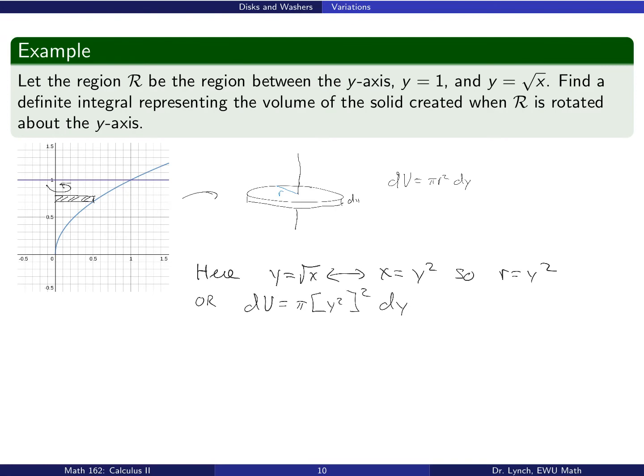Expressing the bit of volume as pi times r squared dy gives us the bit of volume dV is pi times y squared squared dy. And then we just use the definite integral to add up all of those bits of volume on the y limits, as it turns out, from y equals 0 to y equals 1. So again, adding those bits of volume from 0 to 1 gives us the integral from 0 to 1 of pi times y to the 4th dy. Use the fundamental theorem of calculus, evaluate at the endpoints, and we obtain 1/5 pi cubic units for the volume.